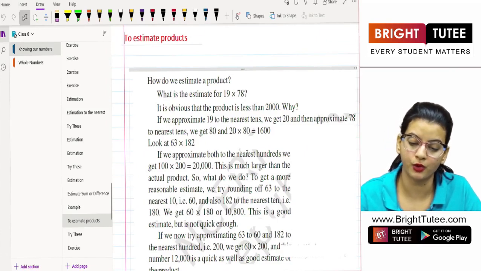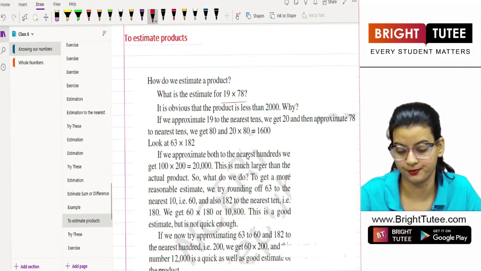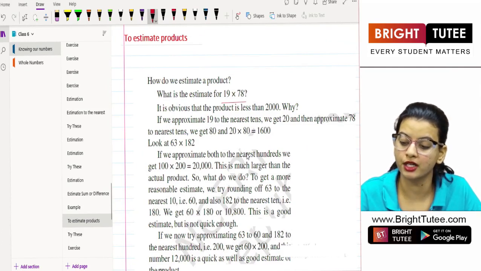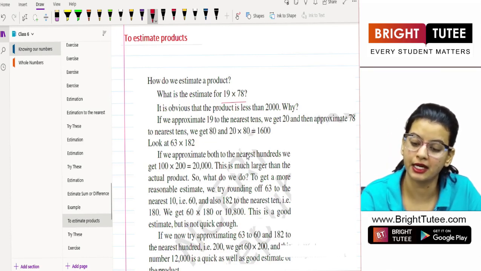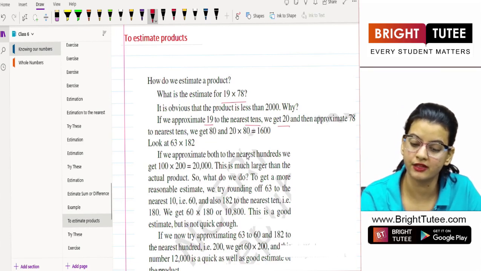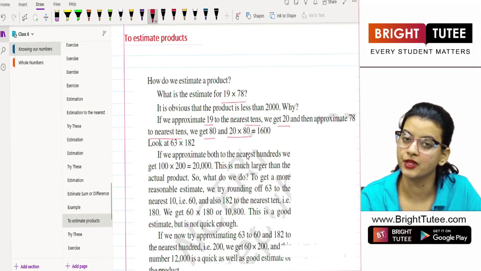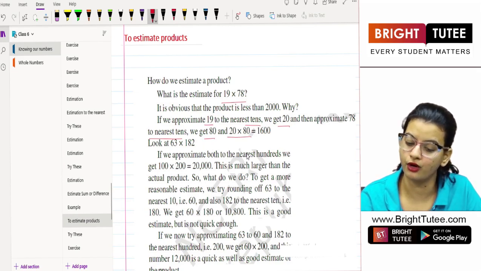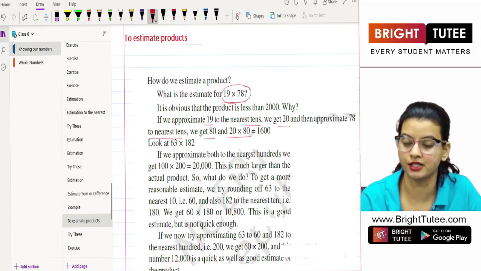Right. Now, let's see how we estimate products. What is the estimate for 19 into 78? It is obvious that the product is less than 2,000. Why? If we approximate 19 to the nearest tens, we get 20, and then approximate 78 to the nearest tens, we get 80. Now 20 into 80 is 1,600. So therefore, the value of 19 into 78 is less than 2,000.